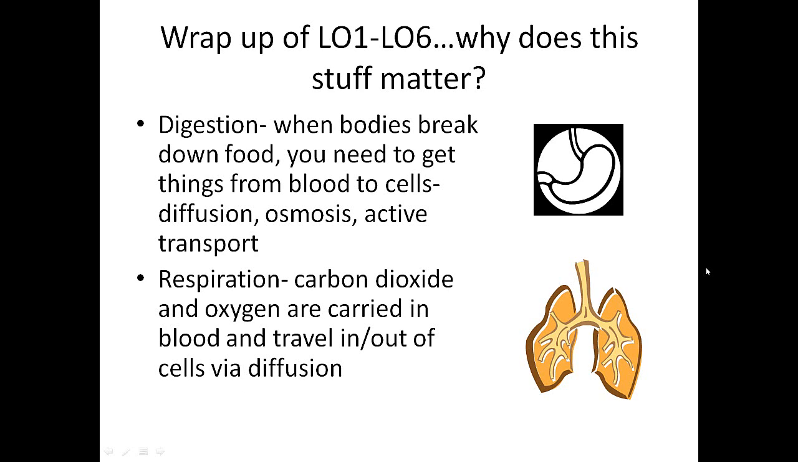In terms of respiration, carbon dioxide and oxygen are carried in your blood and travel in and out of your cells by diffusion. So in your lungs, oxygen is high when you breathe in, and the blood coming in is low in oxygen. So the air is going to diffuse from your lungs into your blood. Your blood is high in carbon dioxide because it's carrying what it picked up from your muscles, and then it's going to bring that to your lungs, which are low in carbon dioxide. Molecules are going to diffuse into your lungs. You breathe carbon dioxide out.